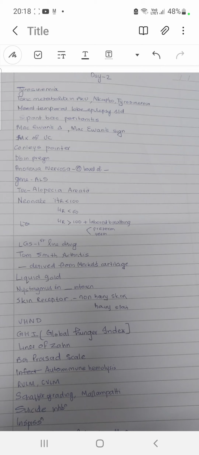Lines of Zahn occur in antemortem clot. There will be layers, and one layer is platelet. The dark red is red cells, pale is platelet. What is the lifespan of platelet? Just 1 week, right? So these lines of Zahn occur in flowing blood, that is antemortem. BG Prasad scale is applicable for rural and urban, and it is per capita income.